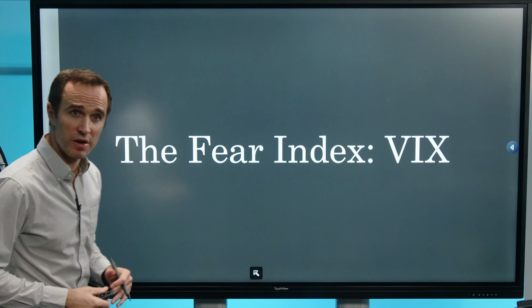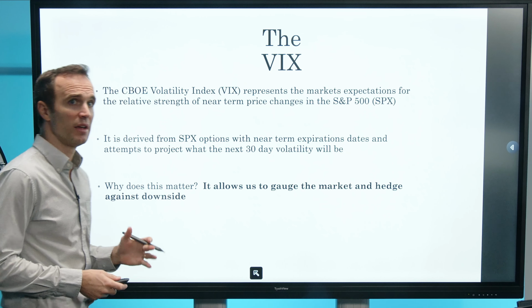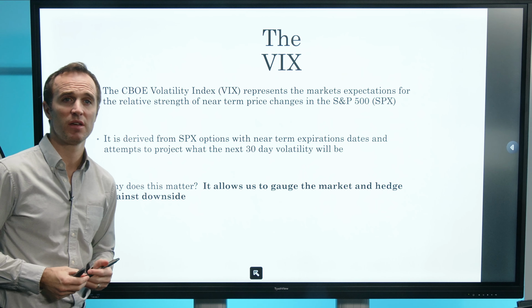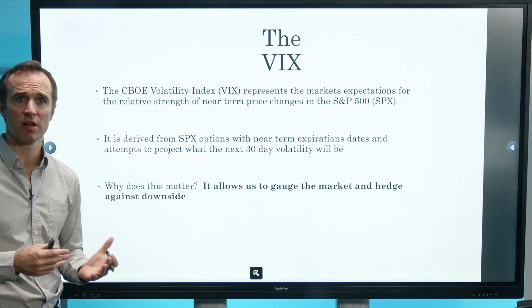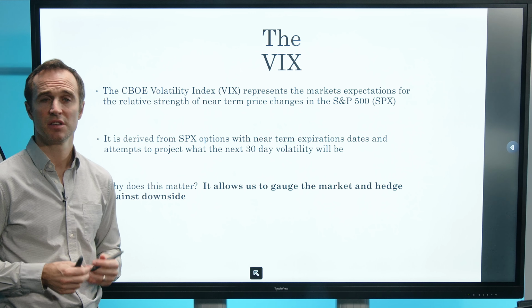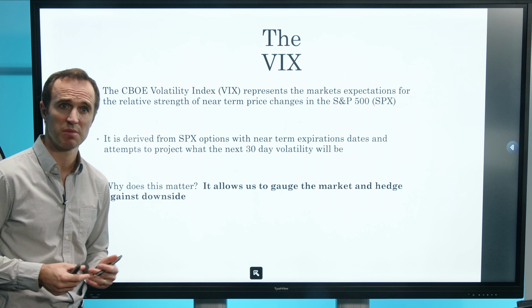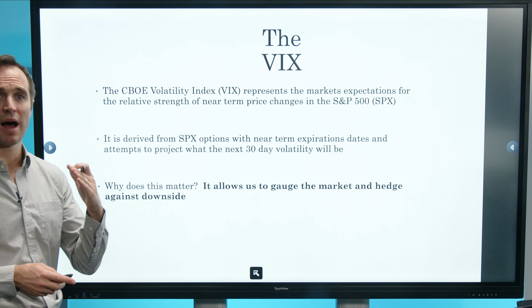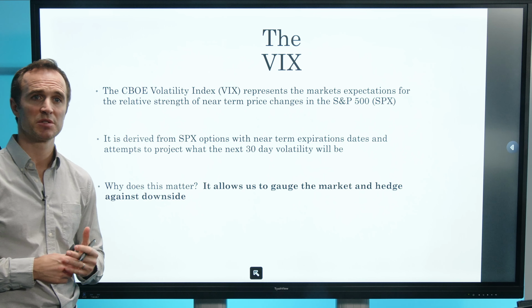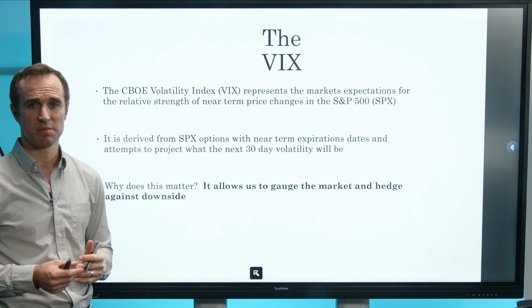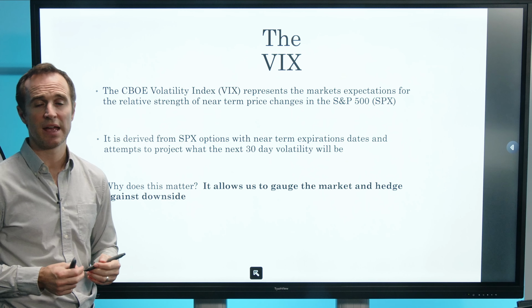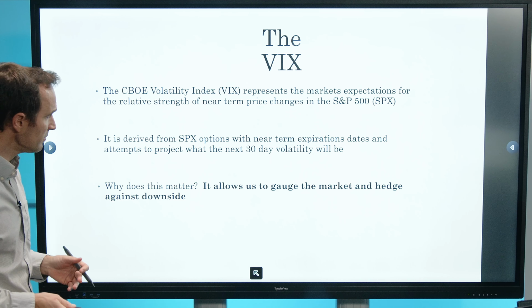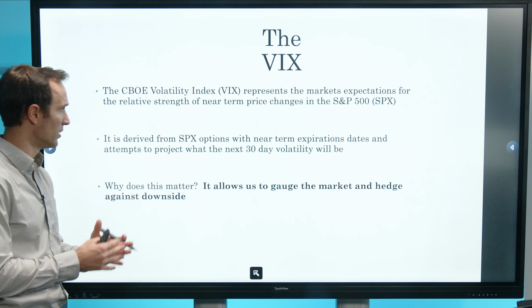All right, so the fear index, the VIX. The VIX is the CBOE volatility index, and it represents the market's expectations for the relative strength of the near-term price changes in the S&P or the SPX. It's derived from near-term options that are expiring on the SPX, and attempts to project the 30-day volatility over the next month or so.